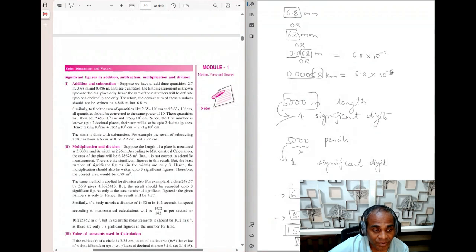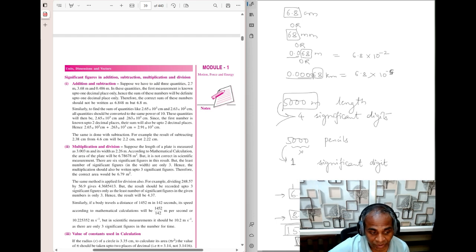Okay. Similarly, for multiplication and division also, we need to follow similar logic, right? Let us say you are multiplying these two figures, 3.003 with 2.26. Whatever answer you get, 6.78678 in this case, we know that the first number has four significant digits, the second number has three significant digits. So this is the lesser of the two. So the final product should have only three significant digits. So we are rounding off this final product so that it has only three significant digits, and therefore we write it as 6.79.